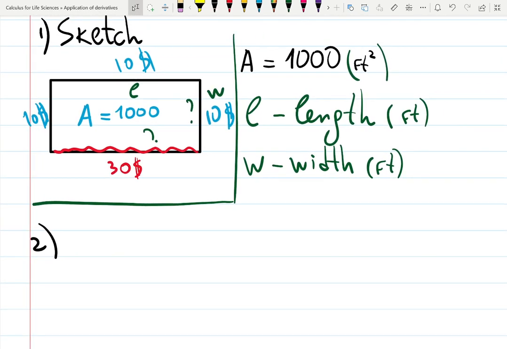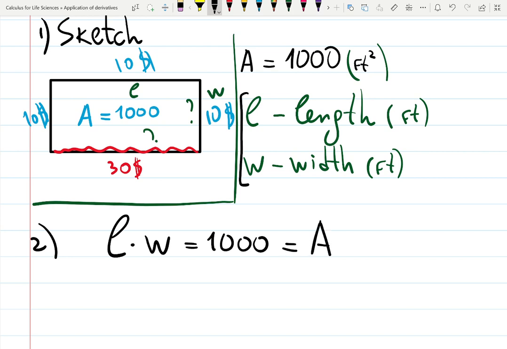Anyone else? Sorry, you just always answer. Yes. L times W equals 1,000 or A. Okay, perfect. L times W, yeah, I heard it. L times W equals 1,000. Do you all agree? It's area, so that is a connection between variables I just made up. A product gives me that A, 1,000, thank you, nice.